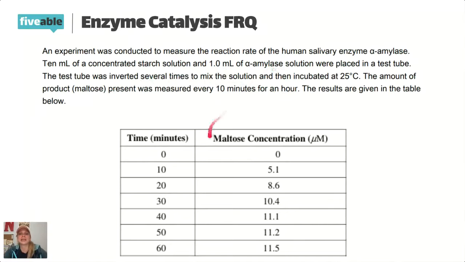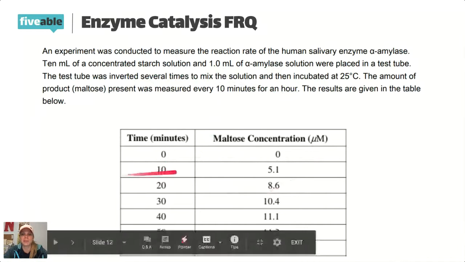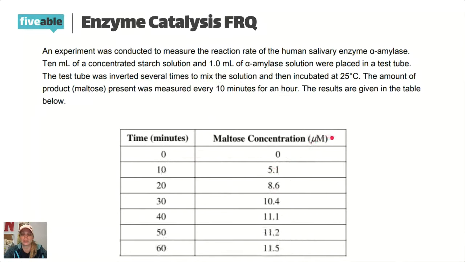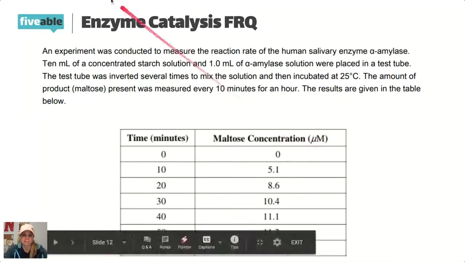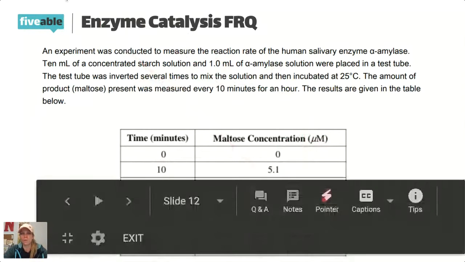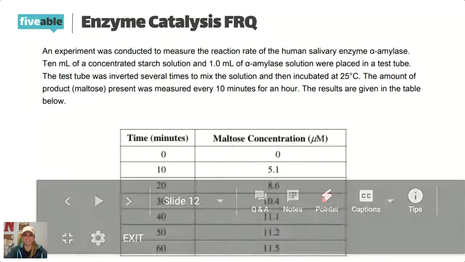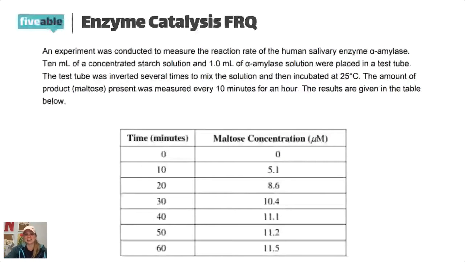So at 0 minutes, we have no maltose. At 10 minutes, we have 5.1 micromoles of maltose. You don't need to know what this unit is. You just need to know, is this growing or shrinking? Growing. Very good. Don't worry about units. Whenever they put weird symbols in there, do not worry about that. All you need to be able to tell is, is it getting bigger? Is it getting smaller? That's all you need to worry about. So don't let weird symbols freak you out.